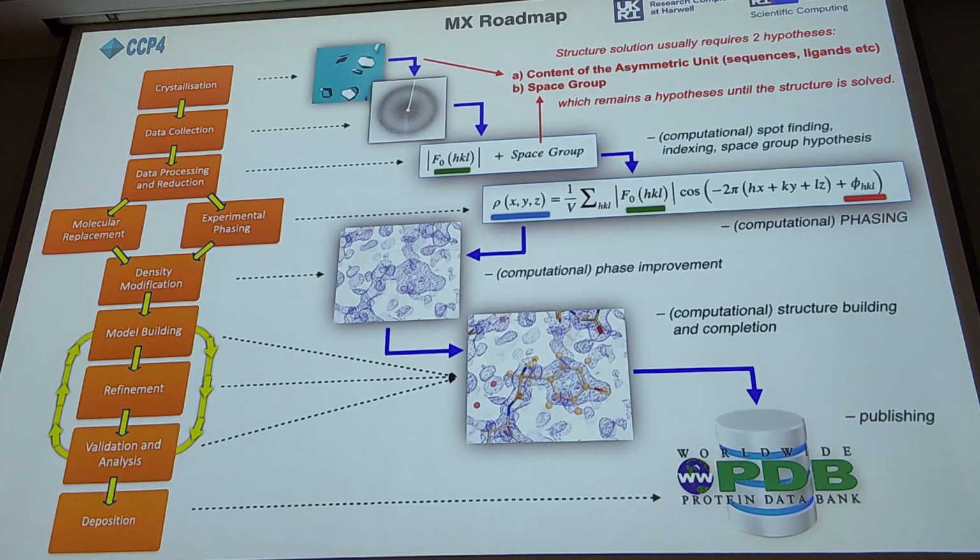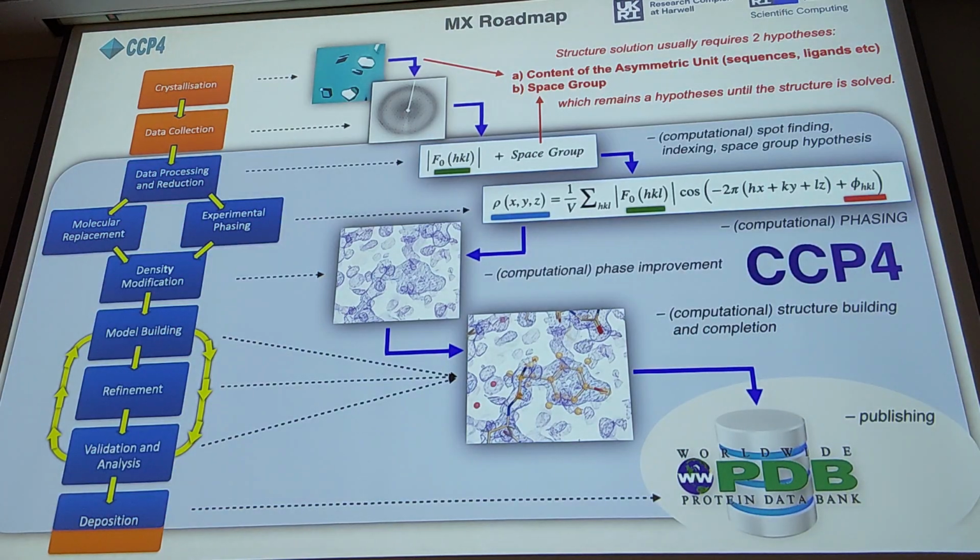Initially, when we're doing the data collection, we normally have made a couple of assumptions. We assume that we know the contents of the asymmetric unit, and that we know the space group, at least the Laue group, and we'll take that forwards. Now that's the structural solution process outlined, and that's the elements that are covered by CCP4. We don't collect data at the synchrotron, so that last experiment is not in our remit.